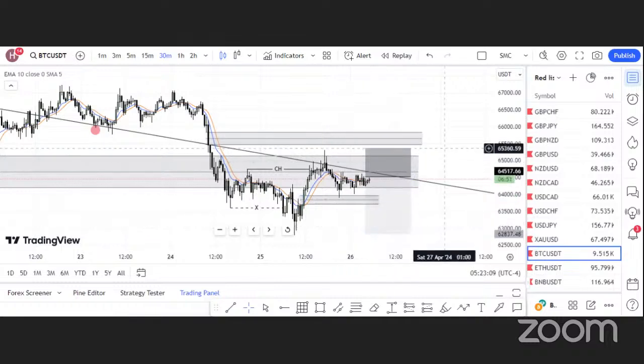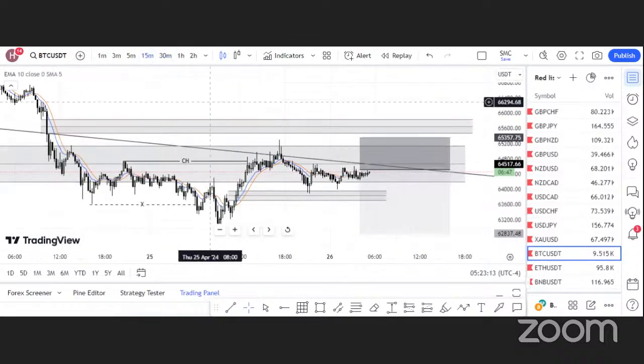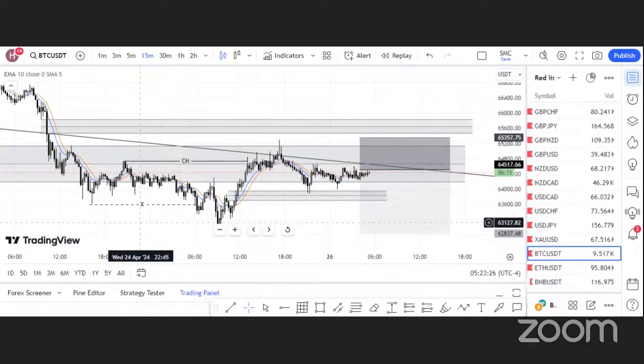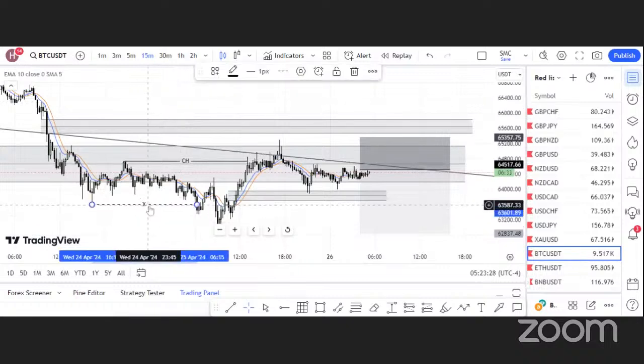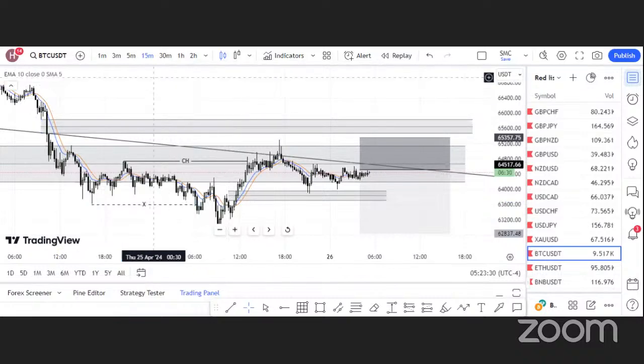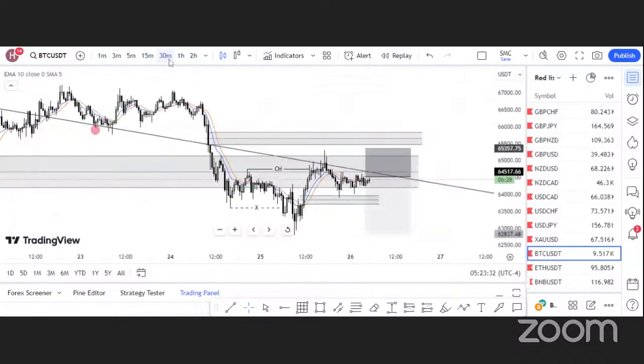All right. So for 30 minutes time frame, wait, let's check the 15 minutes. So on the 15 minutes time frame, we have a lot of fair value gaps. Okay, so let's go back to the 30 minutes time frame.